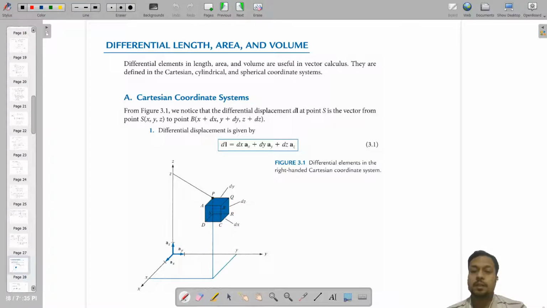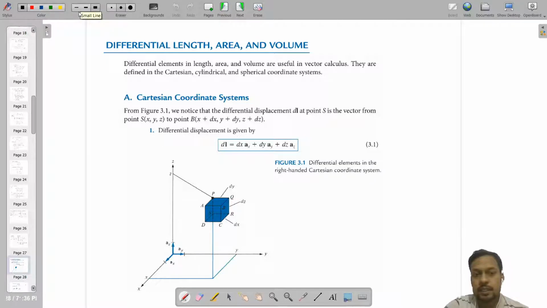In the previous class we discussed the coordinate systems and analyzed the different orthogonal coordinate systems, that is Cartesian, cylindrical and spherical. From now onwards we will discuss some basics of vector calculus in all these three coordinate systems: the differential length, area and volume. In the Cartesian coordinate system, first we will discuss the differential length.